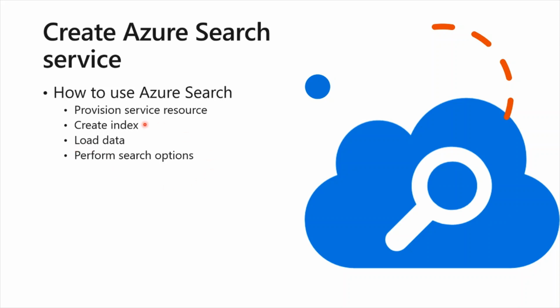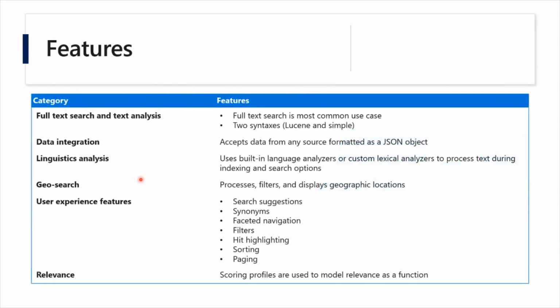Then the fourth is perform search operations. So after populating an index, you can issue search queries to your service endpoints by using simple HTTP requests with REST API or .NET SDK. So these are the features built in: full text search and text analysis, data integration, linguistic analytics, geo search, user experience features such as search suggestions, synonyms, faceted navigation, filters, hit highlighting, sorting, paging, and then most important, relevance.